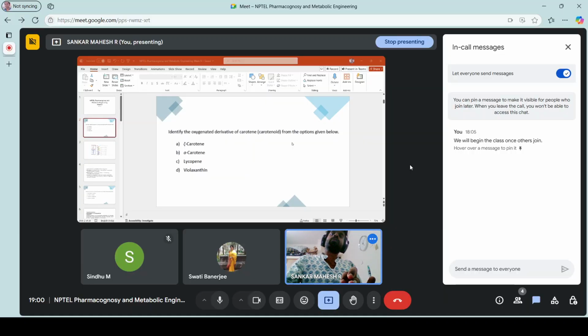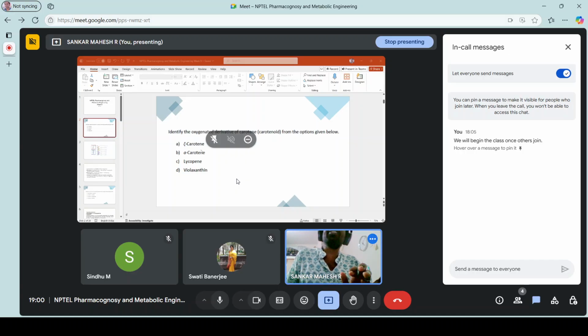So if you see all these compounds, once geranyl pyrophosphate gets converted and it forms phytoene and so on, you only have carbons and hydrogens in it. Now the question here is asking about oxygenated derivative. So which of these has an oxygen in it? That's the question. So if you know the structure of few of these compounds, you'll be able to more or less guess it.